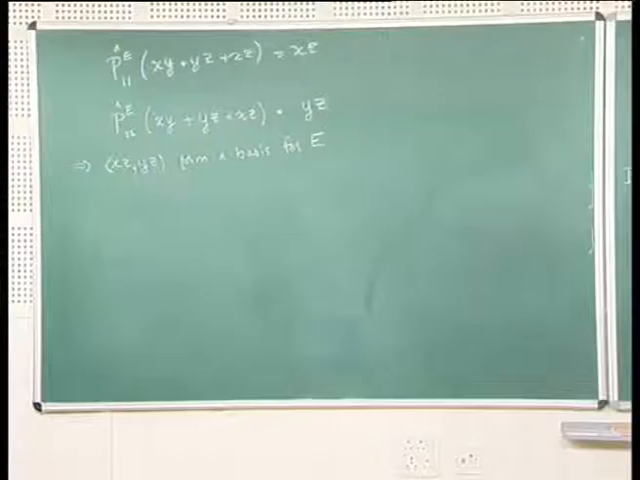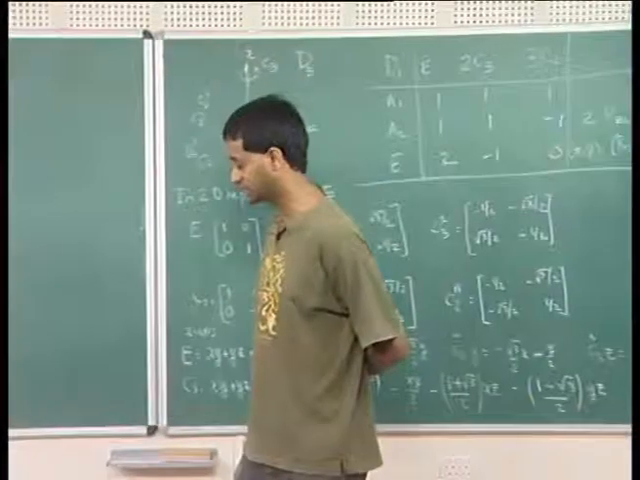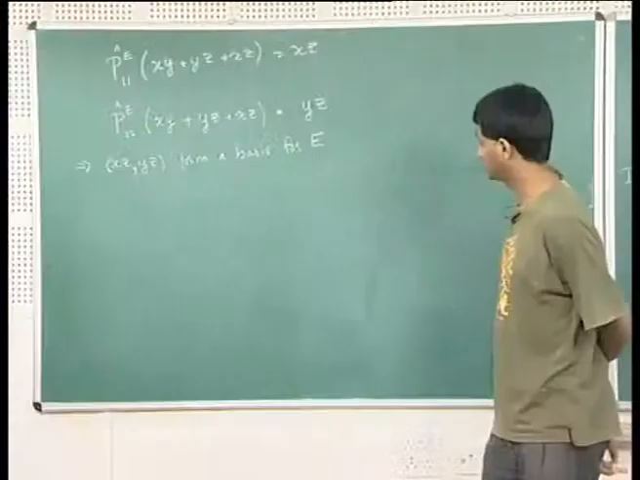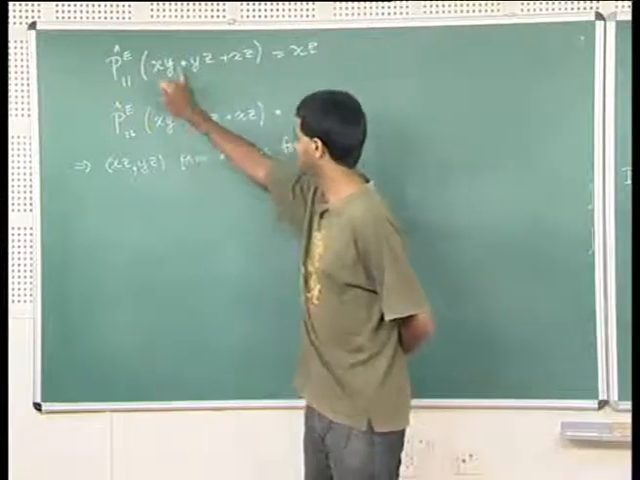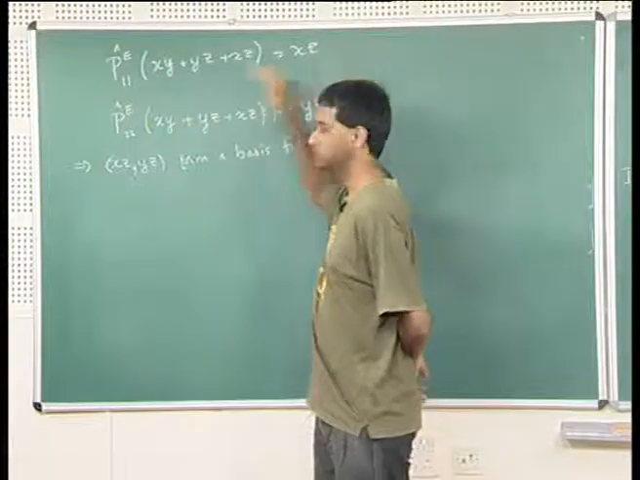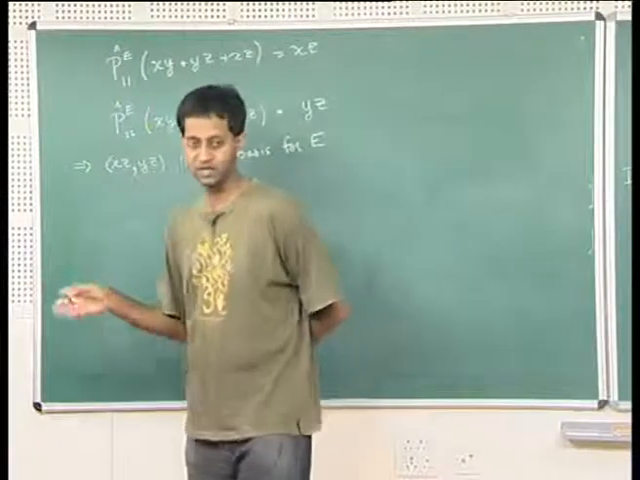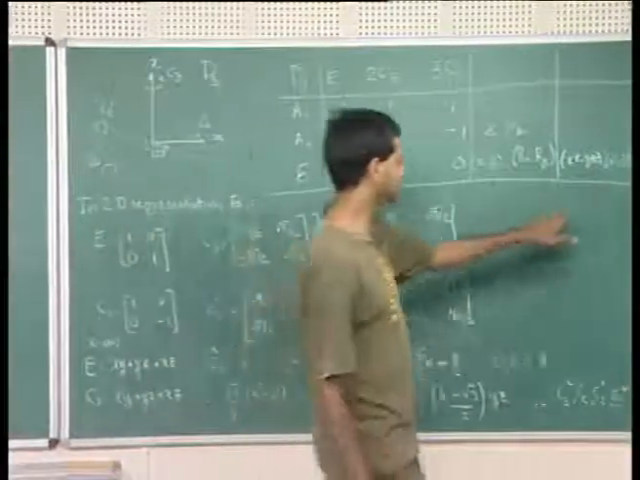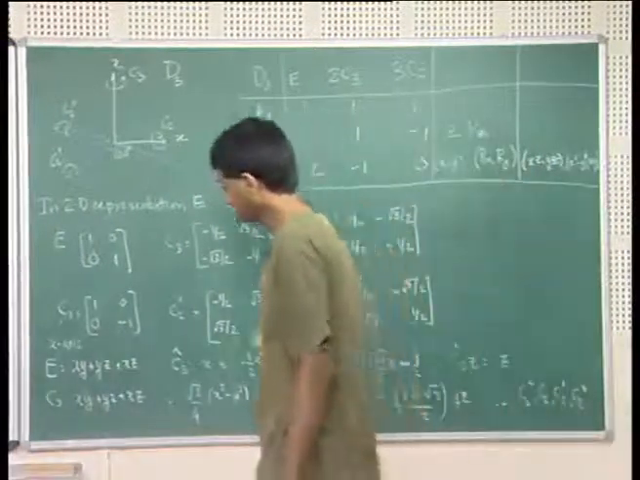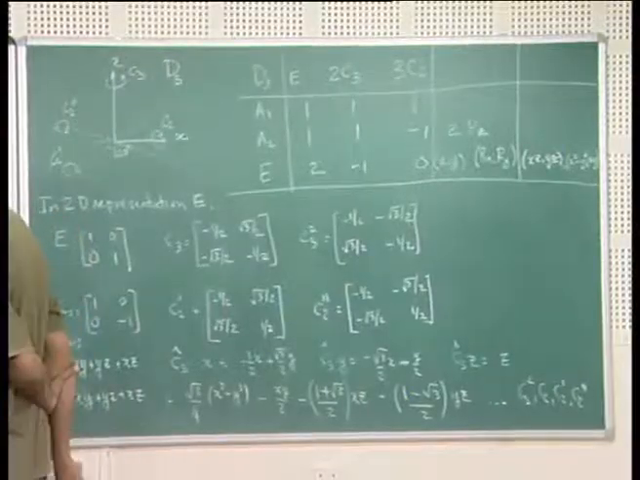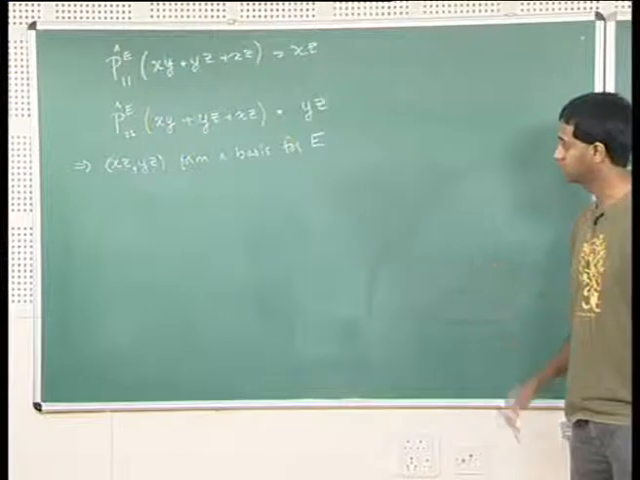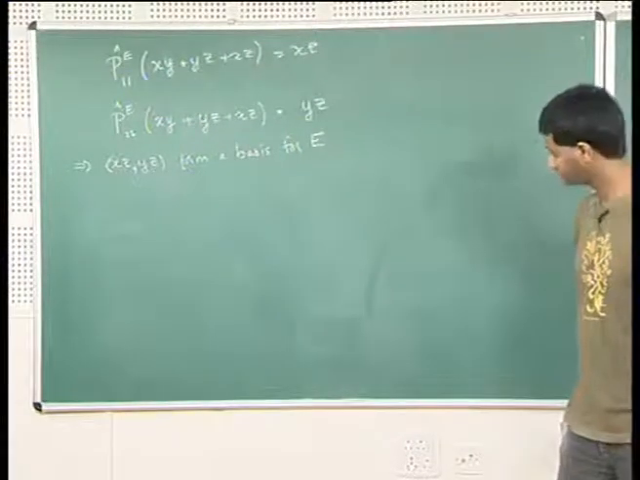I won't go into the details of that, but you are encouraged to try out and generate some of the other basis functions. What you'll find is that if you start with x y, you'll be taken to a mixture of x square minus y square and x y. So that's how you generate the other two basis functions. The point is, this method can be used to actually get a suitable basis.